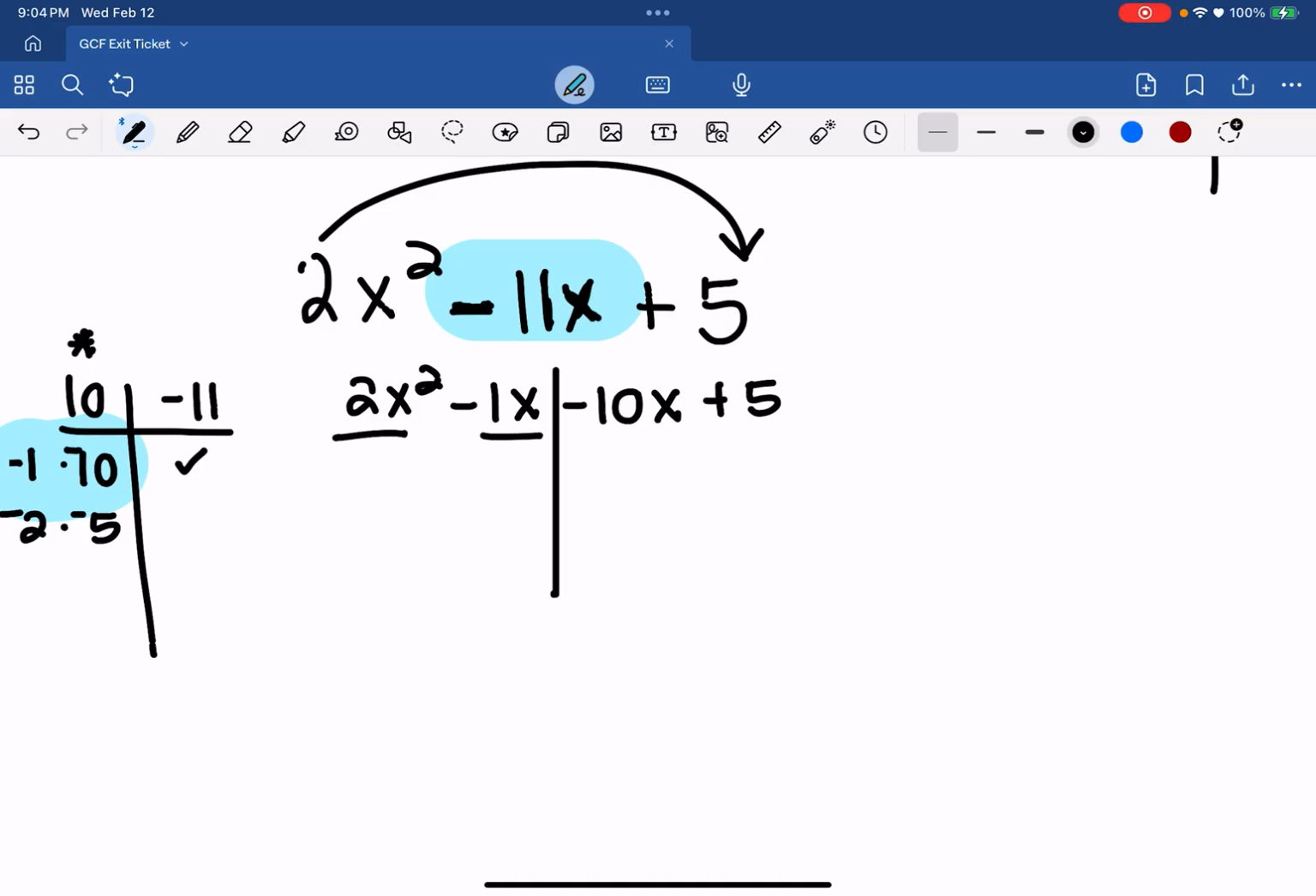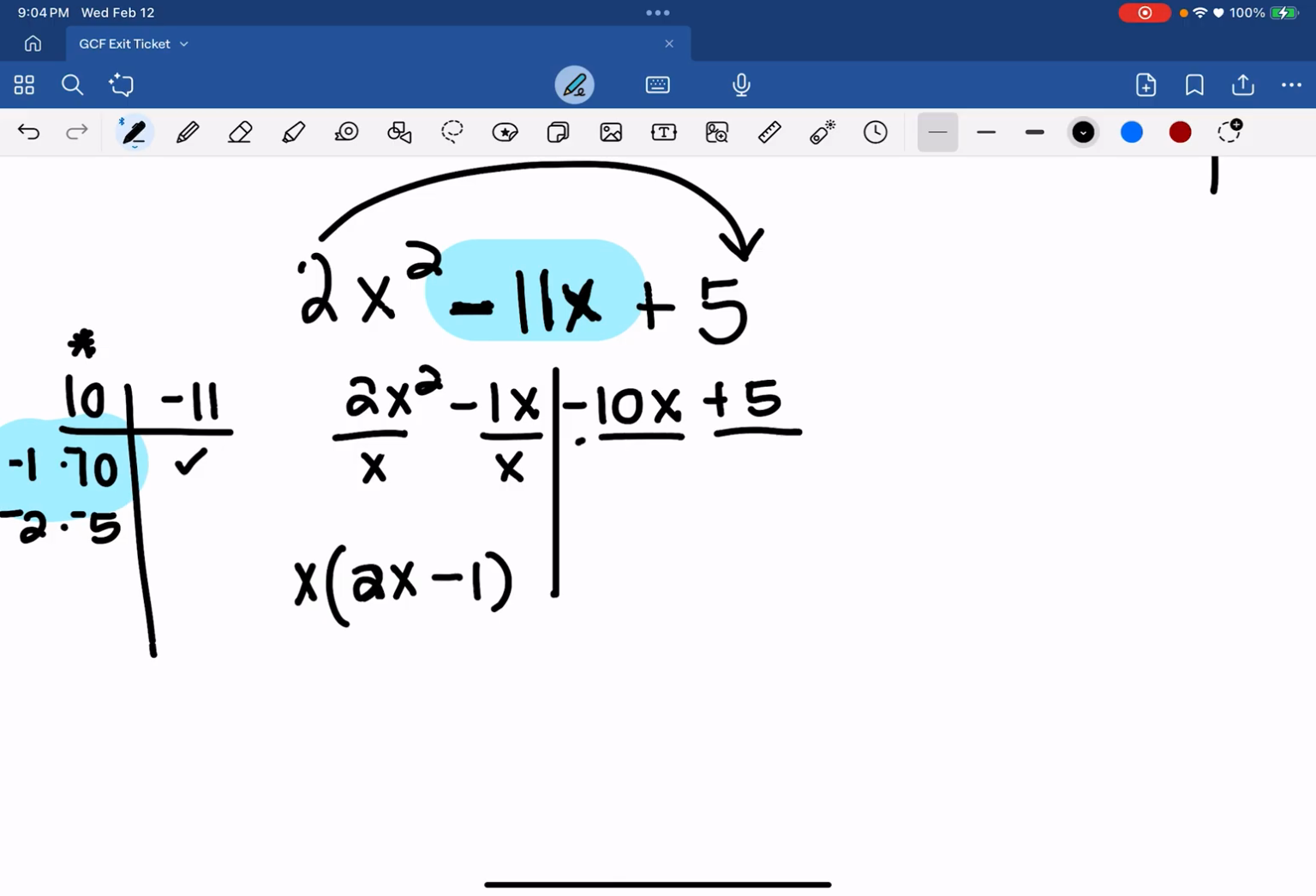So again, the greatest common factor number-wise is not anything bigger than 1, because one of your coefficients is 1. But I'm going to take out an x. Always take out an x. If your greatest common factor is 1, you always take out an x. So then x goes on the outside, and I'm dividing out an x. So I'm left with 2x on the inside, and then negative 1 on the other side.